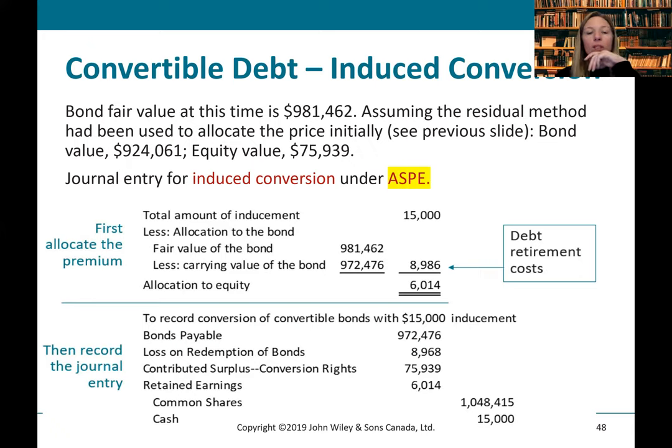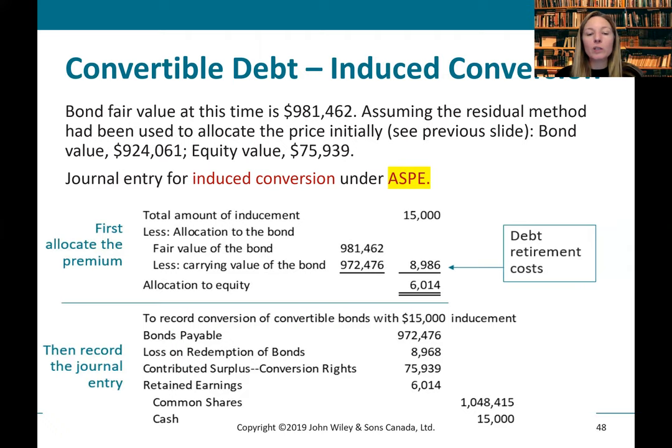So now we are simply going to record the entry. We're going to clear out the bond payable. We've got the carrying value of the bond there. We're going to have the loss on the bonds, which was that $8,968 that we calculated above. We've got contributed surplus. We're clearing that out. The remaining allocation to equity of the $6,014, we are going to clear out through retained earnings.